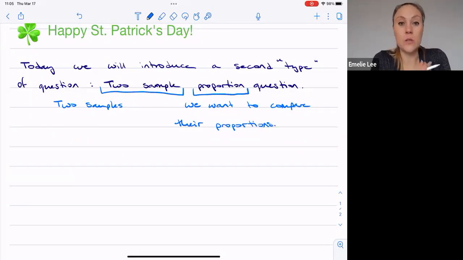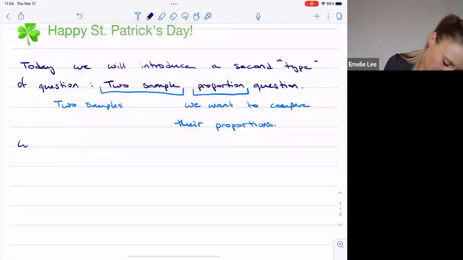Okay. So when you read the question, you're going to need to figure out, okay, do I have one sample? And do I have a proportion in there somewhere? Or do I have two samples, each with their own sample proportion? Okay. And then that's what you would want to compare.